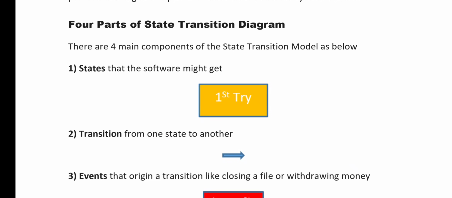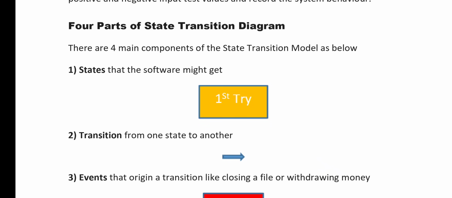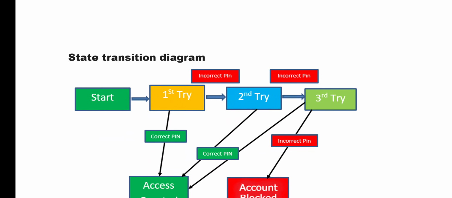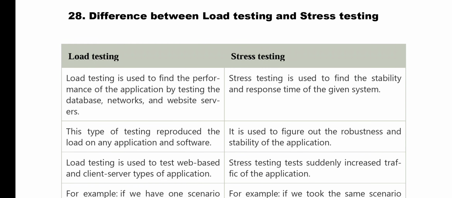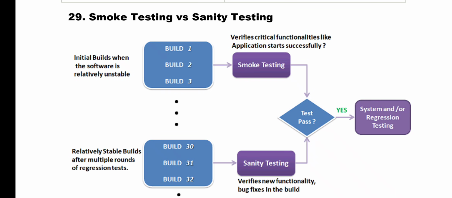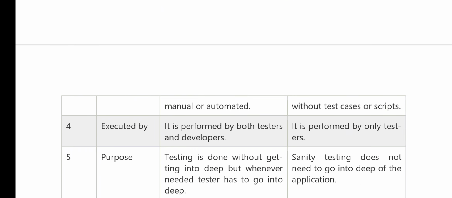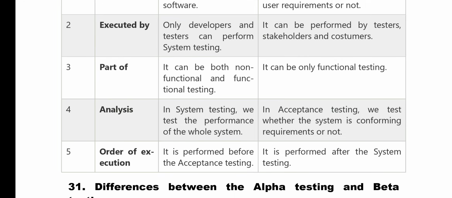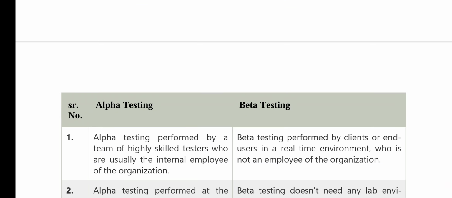Okay guys, these are all testing techniques. Again, the types of state transition diagram. Okay, and then we talked about the difference between load testing and stress testing. And then the accurate differences between smoke testing and sanity testing. And then the difference between system testing versus acceptance testing. And then the differences between alpha testing and beta testing.